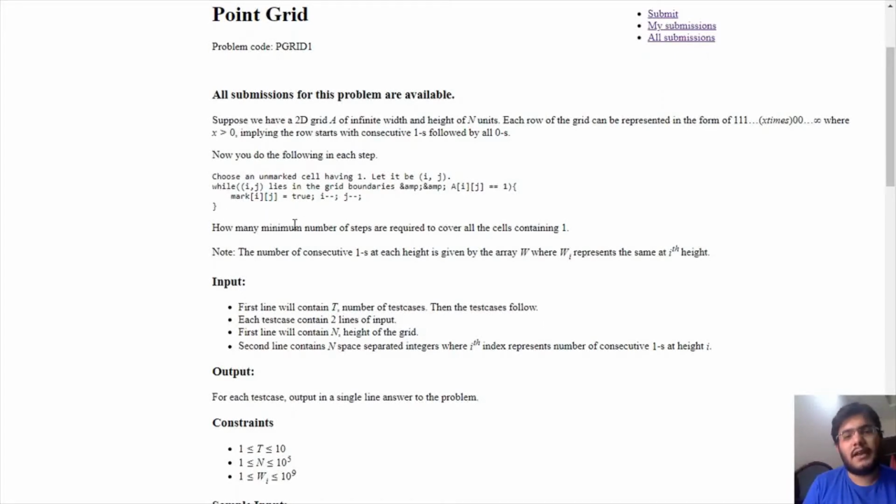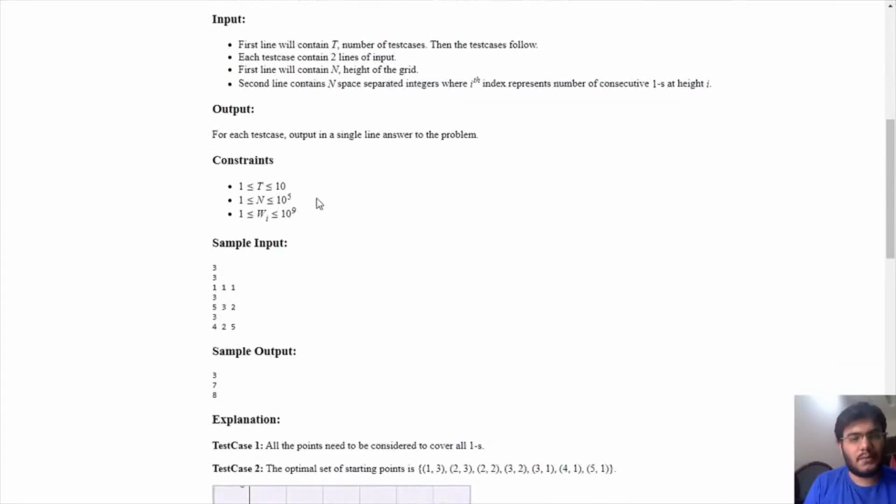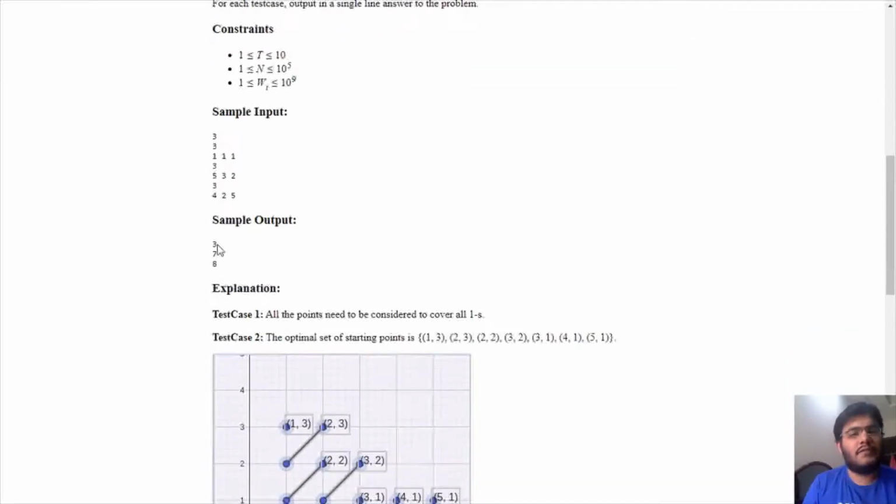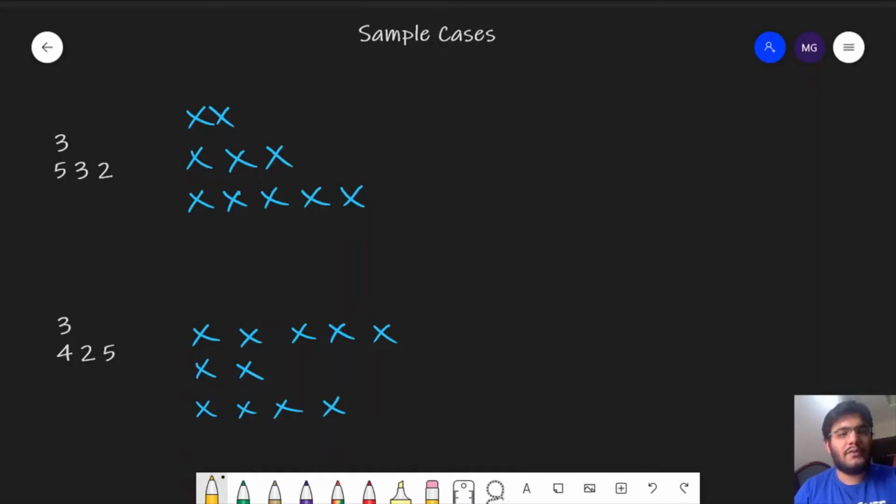Now we need to find the minimum number of steps so that we can cover all of the ones which were initially in the grid. This is the input format, and the final answer is just the number of steps required so that we can cover all of the ones. So let us see how we can compute the answer for these simple test cases.